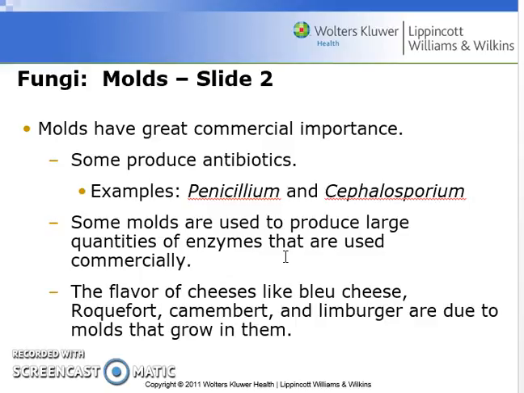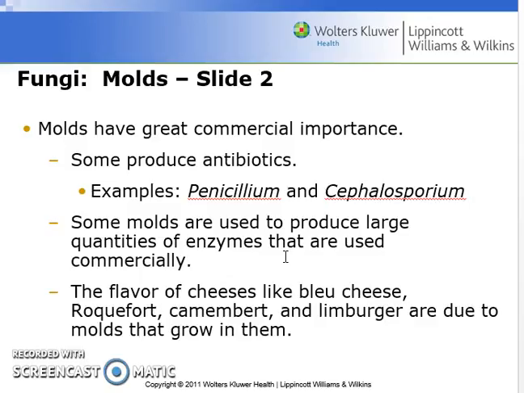We also use molds to produce different enzymes, so specialized enzymes that can be taken in the form of a pill, can be given to somebody maybe to initiate the process of weight loss or help with digestive properties. So we can use molds in that capacity too, as a way to produce large quantities of enzymes that we can sell for commercial value.